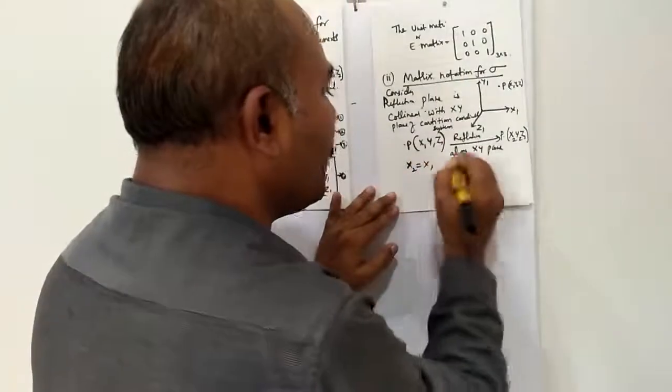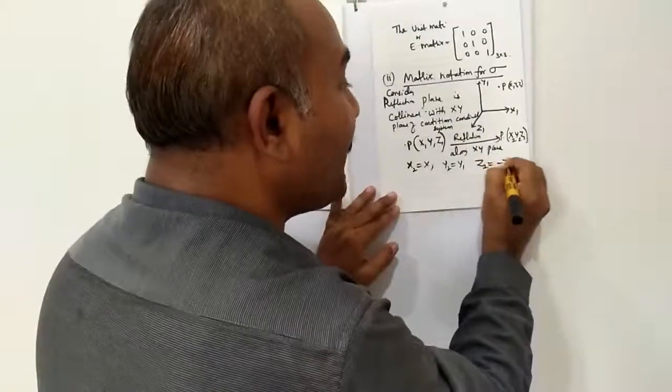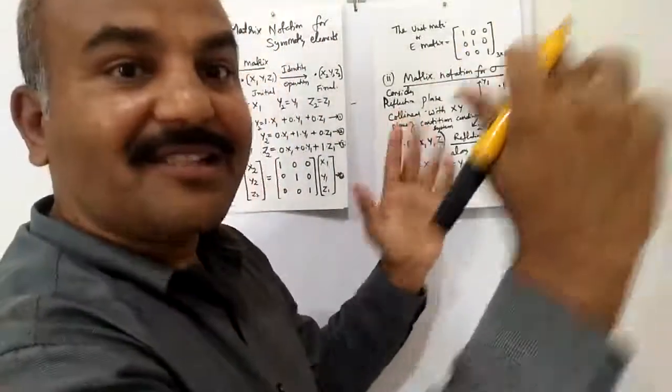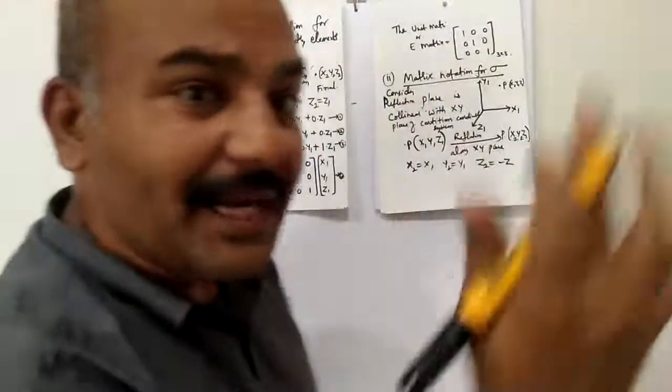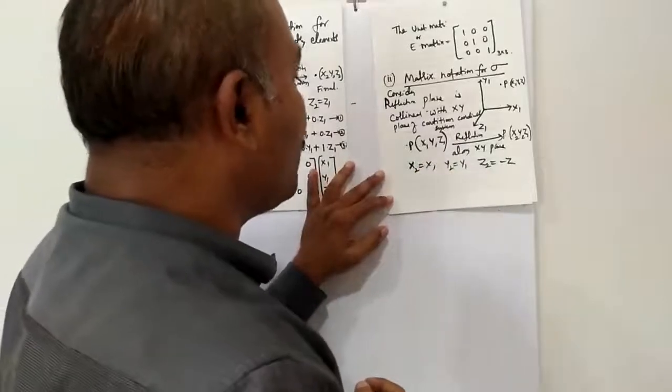x2 is equal to x1, y2 is equal to y1, but z2 is equal to minus z1 because the reflection is taken perpendicular to the xy plane. There is a change in the z coordinate, in a negative direction. So this you can write in equation form, as we know already.